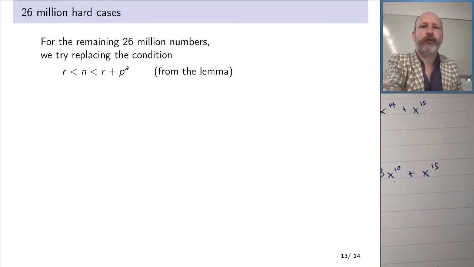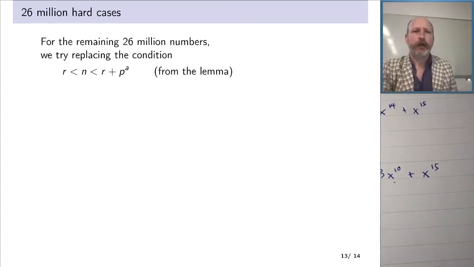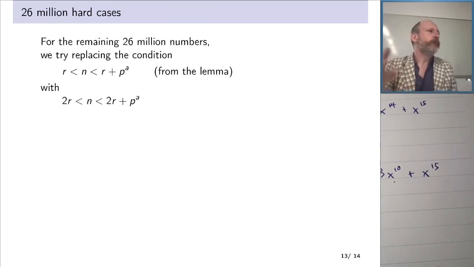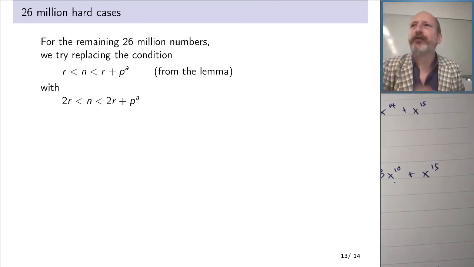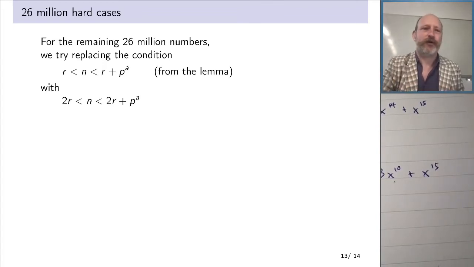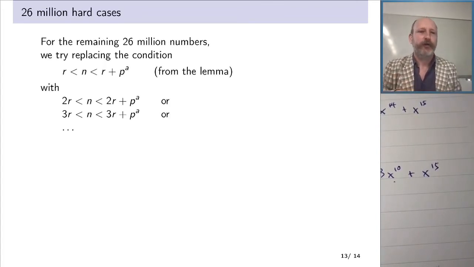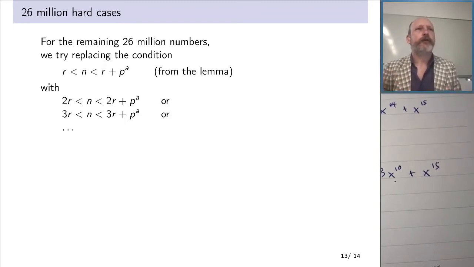Okay, so what do we do with the remaining numbers? We were stuck on this for a while. This is the thing that we really improved in this new paper with Guralnik. The idea is, if you can find an R so that R plus a large prime power divisor is bigger than n, then that's great. But if you can't do that, try 2R instead, or 3R, or 4R, and so forth, and work similarly.